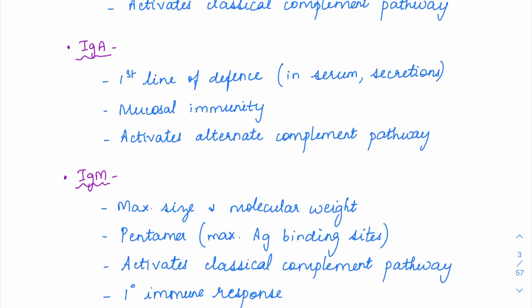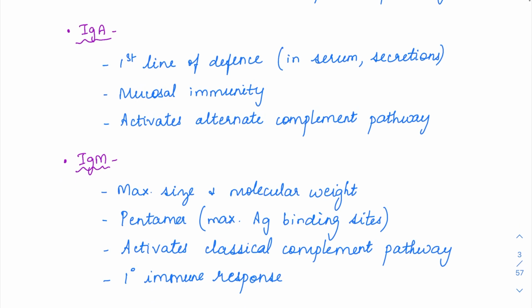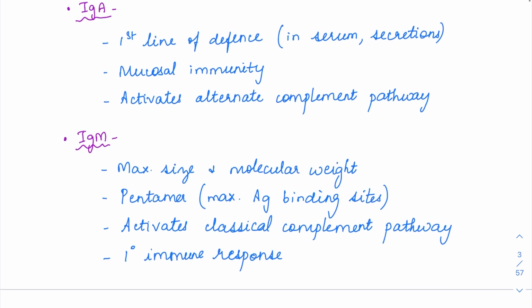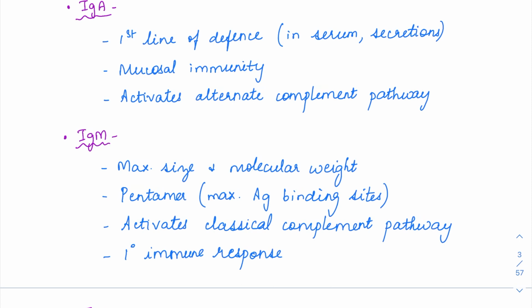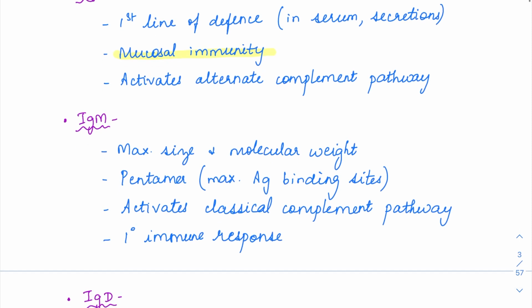So next comes the IgA. IgA is a part of the mucosal immunity. So it is going to be present in the secretions, saliva and the mucosa. In the gut, GIT, it is going to be present mainly. In the serum and secretions, IgA is present at maximum concentration, and it is responsible for the mucosal immunity, and it can activate the alternate complement pathway as I mentioned. So A for A, remember it like that.